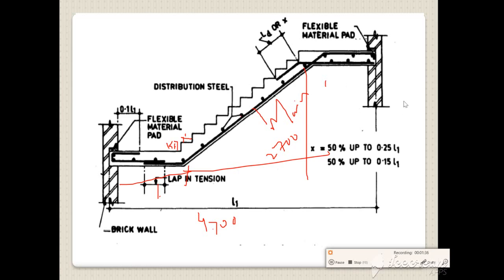This height is 1.65 meter. This is your distribution steel along that direction. This is your main reinforcement, which is a 10 mm bar at 110 mm center to center. This distribution steel we have provided 8 mm bar at 190 mm center to center. This is your development length, that is 47 times the dia of main bar. So this is a typical detail of RCC staircase.